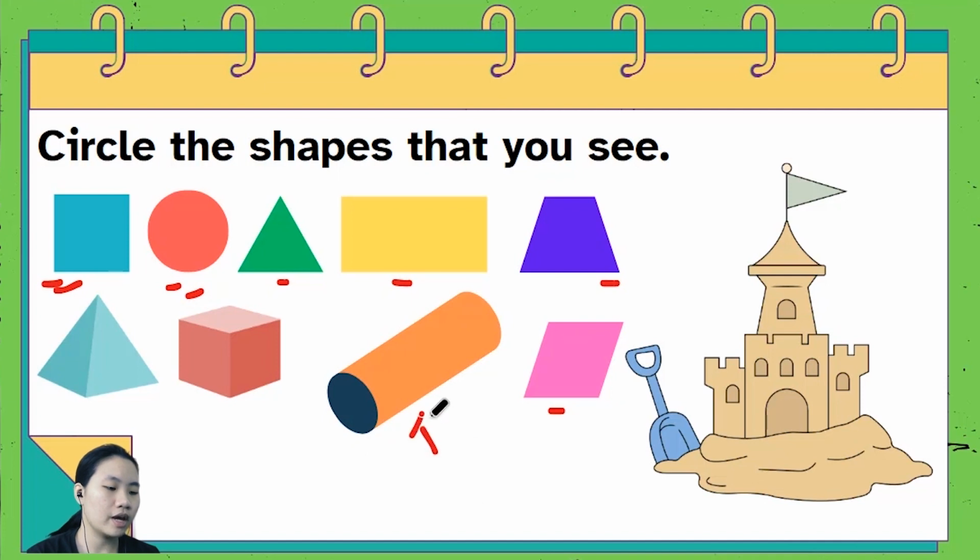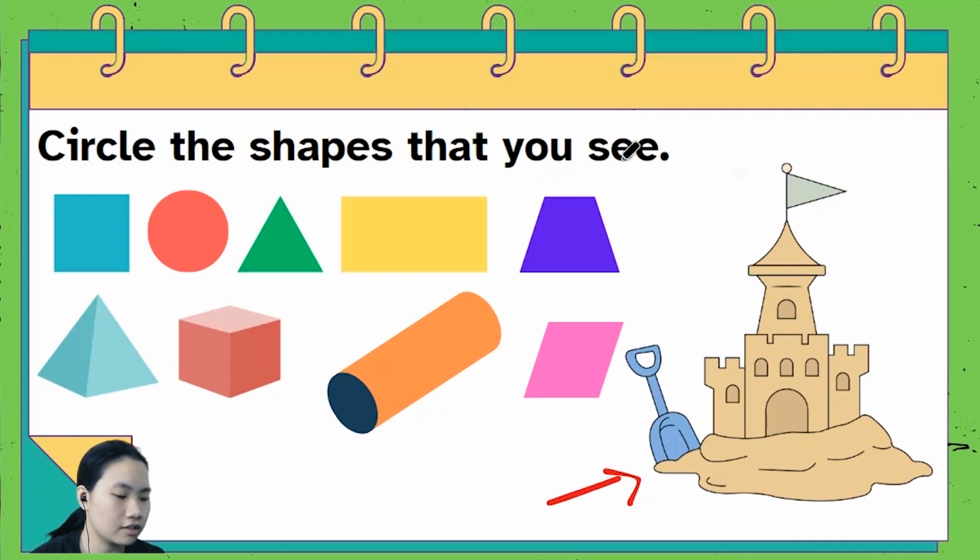Next up here, we have another rather difficult word for this one. So we have 3 difficult words in total. This is a cylinder. Cylinder. It's like a 3D circle, okay? We have a 3D square and then a 3D triangle. Next to these shapes, we have a sandcastle. Now, I want you to take a look at the sandcastle and figure out what shapes you're seeing from the sandcastle.